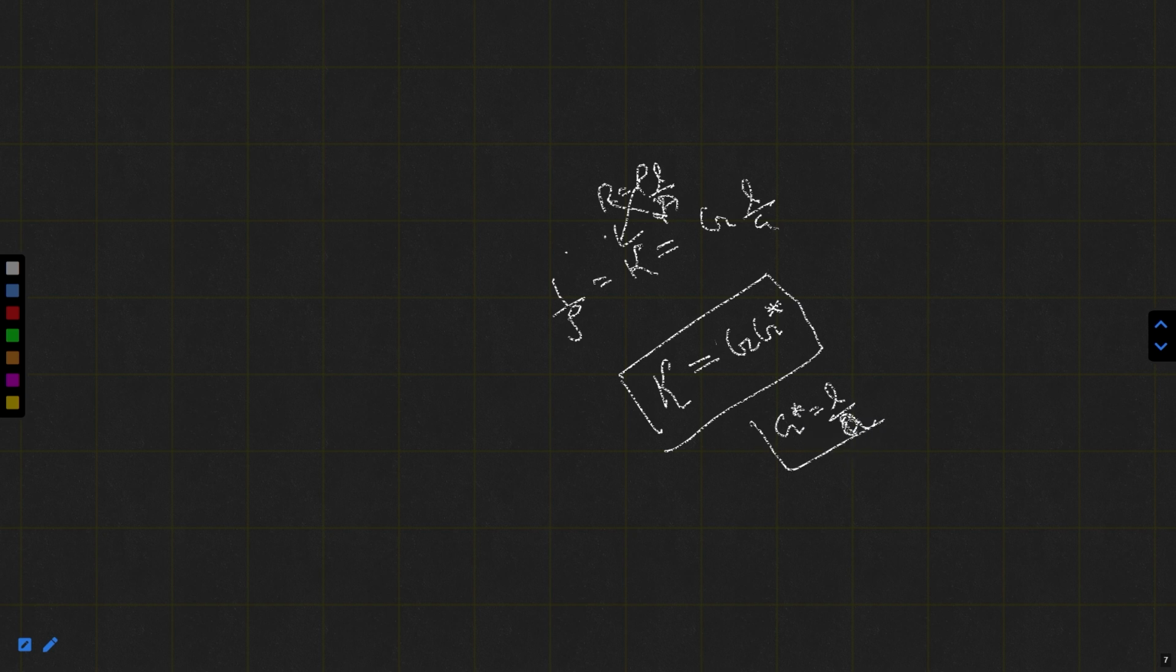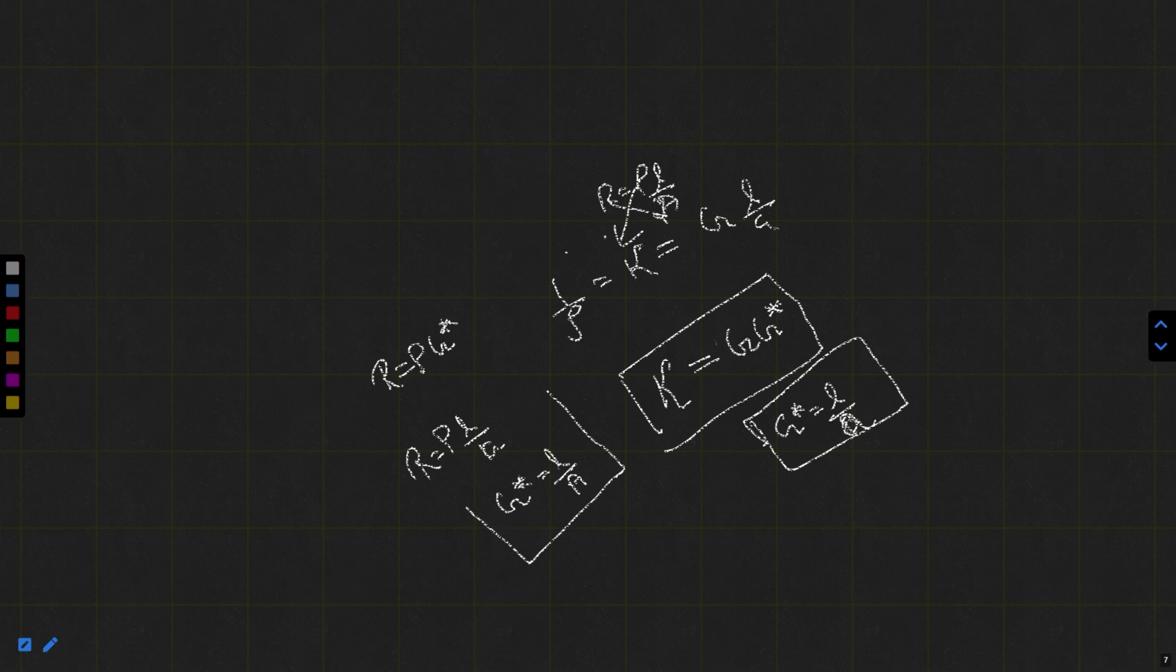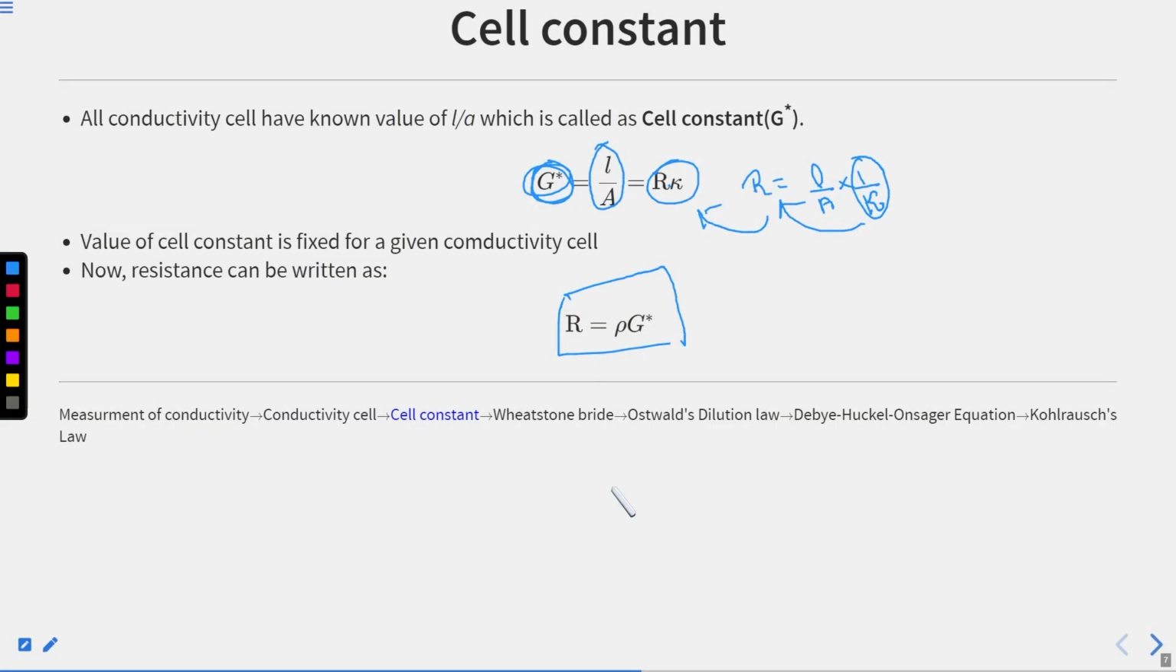Do not get confused about how to write it, whether it will be A by A or L by A. Just be confident that it will always be L by A. G star is equal to L by A. Keep it in your mind. For that, remember a formula that would be easy for you. R is equal to rho L by A. So remember it like this: R is equal to rho G star. And you remember the original formula also, R is equal to rho L by A. You can compare both of these and get your G star as L by A. So we have covered cell constant now.